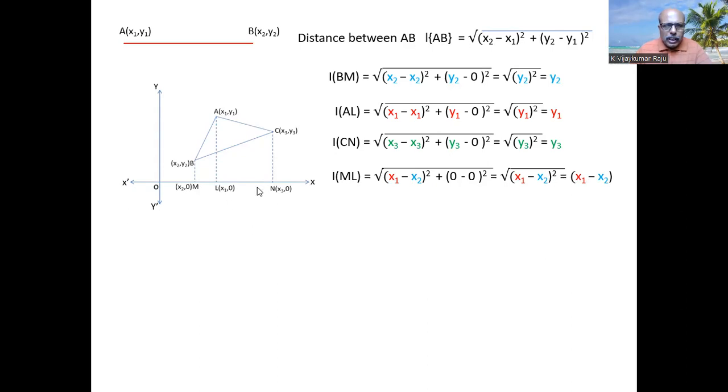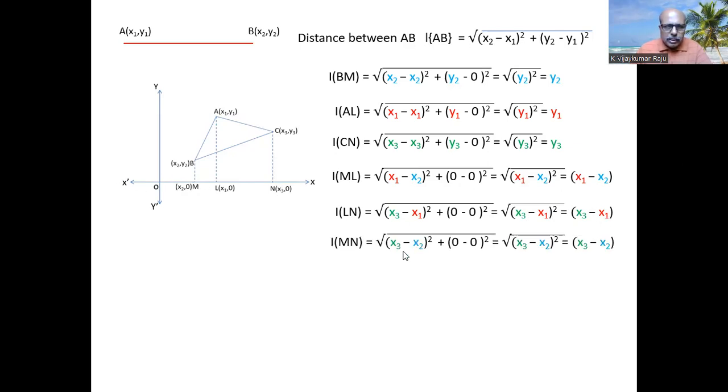Now let me calculate ln. ln is equal to x3 minus x1 whole square and 0 minus 0. So it is x3 minus x1 whole square is equal to x3 minus x1. Now mn is x3 minus x2 whole square and 0 minus 0. That is x3 minus x2. So we have calculated all the lengths and the distance between the parallel sides.